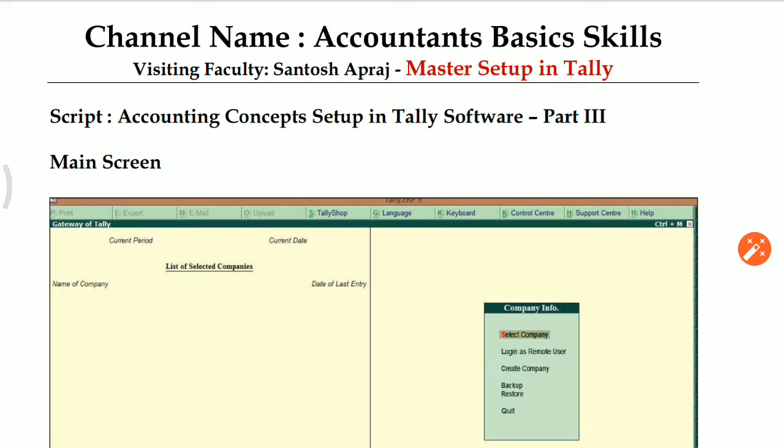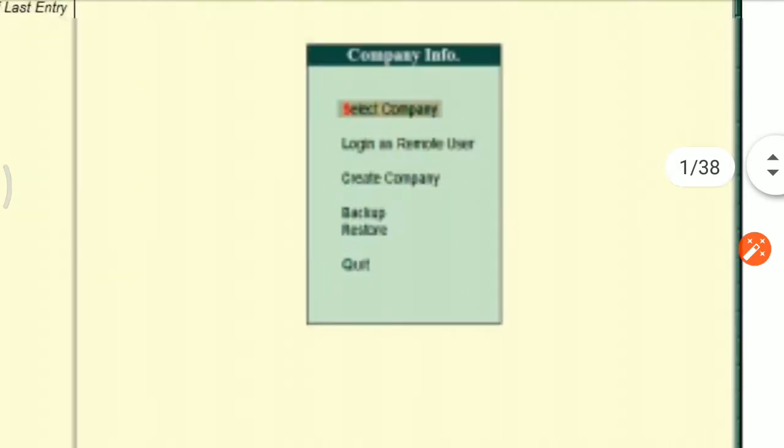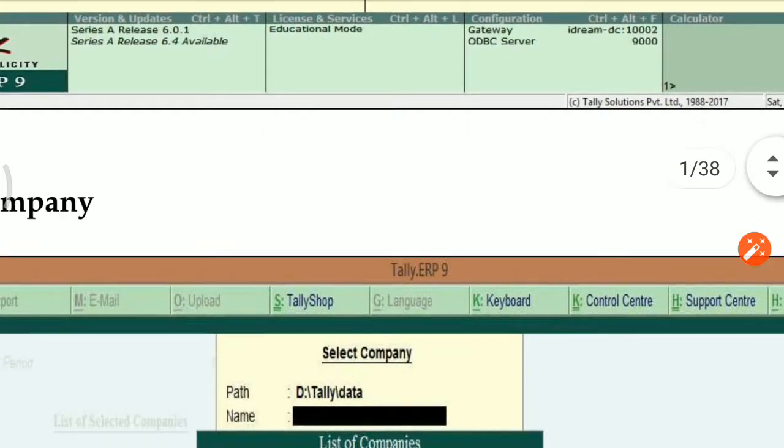Today I am taking the lecture on accounting concept setup in Tally software, part 3. So friends, first I will cover the main screen. In the main screen of Tally there are 6 options available. Which are the 6 options? Select company, login as remote user, create company, backup, restore and quit. Let's do the practice.